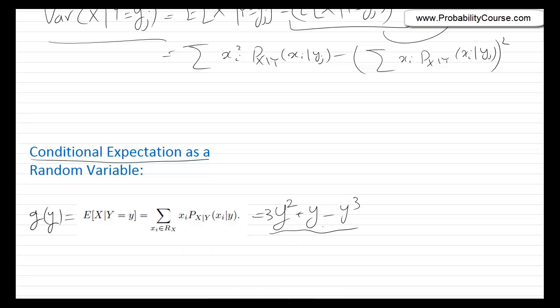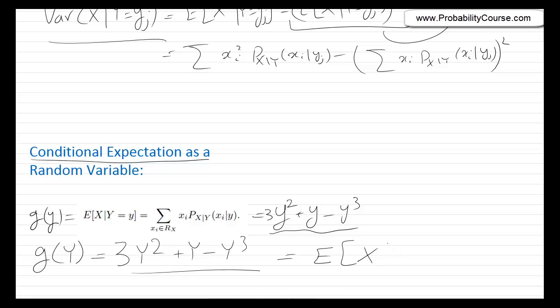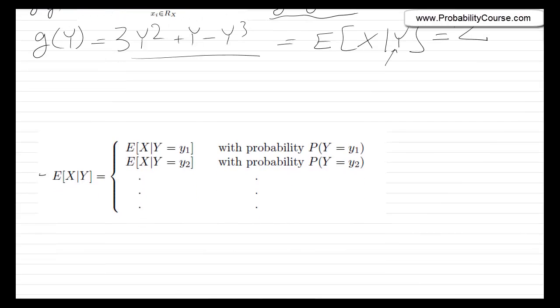So in fact it's a function of y, so I can basically write this thing as a function of a random variable y. I can write that g of y is equal to 3y squared plus y minus y cubed. So the whole thing is a function of this random variable y. So I can write it as the expected value of x given y, and this is some random variable, right? Because y is a random variable, a function of y is a random variable. So I can look at another random variable z, which is a function of the random variable y. In other words, I can have a random variable z, which is defined as the expected value of x given y.